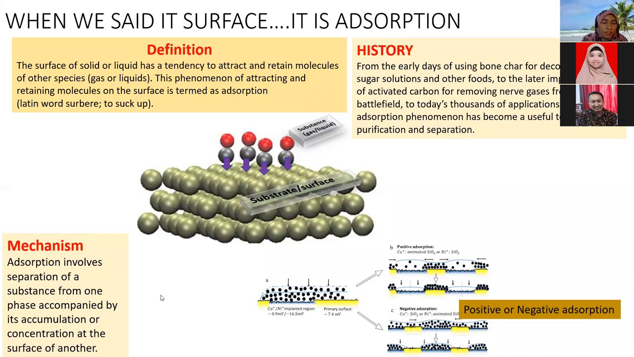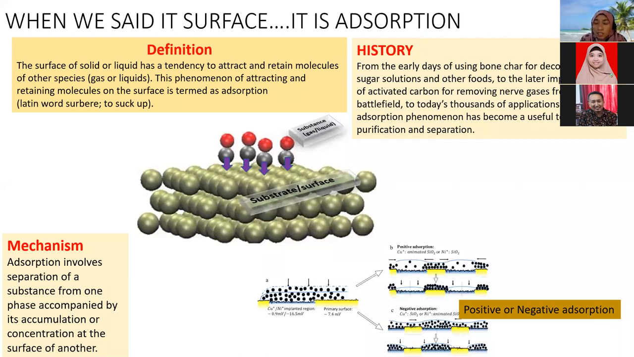So the mechanism of adsorption involves separation of a substance from one phase accompanied by its accumulation or concentration at the surface. We will see this one. If you don't understand it, it's okay; in time we will try to understand. When we talk about adsorption, remember, it's only at the surface. How deep is the surface, we already saw in my earlier presentation. The deepest can be 100 nanometers, but the least is 0.5 to 3 nanometers. It's based on the instrument that you use.